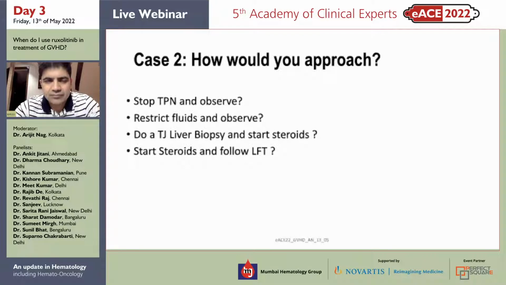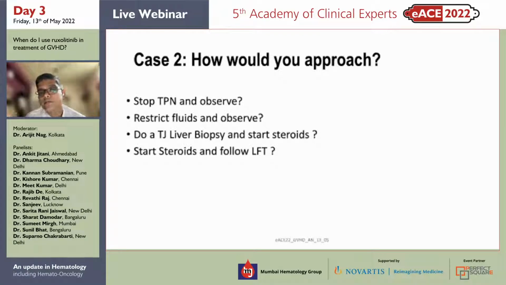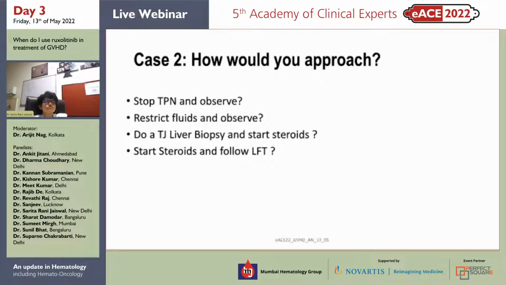A little bit different for liver. Yeah, because I think the two most things that we usually consider would be TPN and CNIs, but CNIs you can't stop in this situation. So Sharat, say you want to come in with a point?